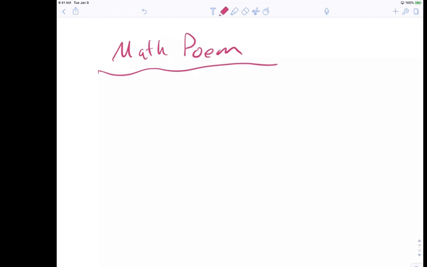Okay, so this is a math poem. I came across this from one of my supervisors. We were having a math conference, a symposium, and he just gave this as an introduction or as something interesting. Let's see, it goes like this. Have I done this with you all?